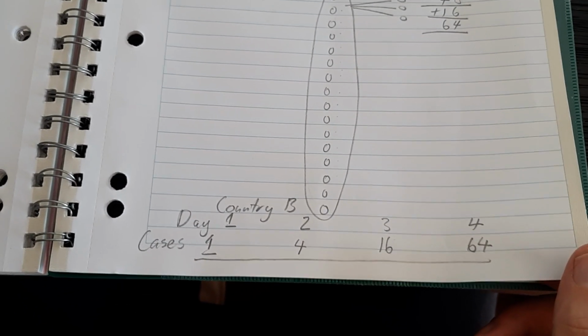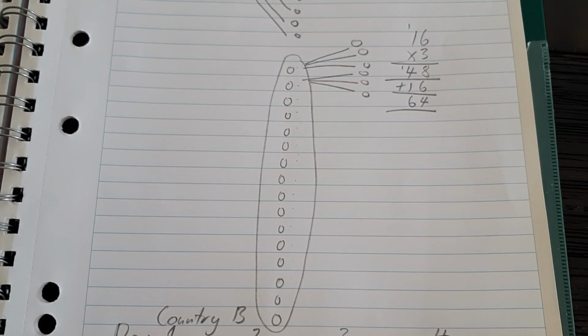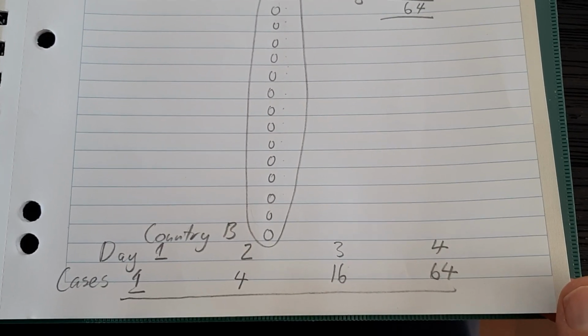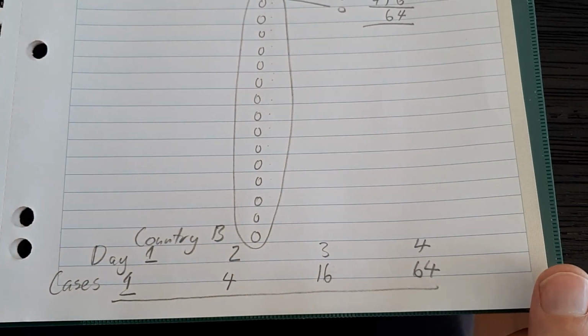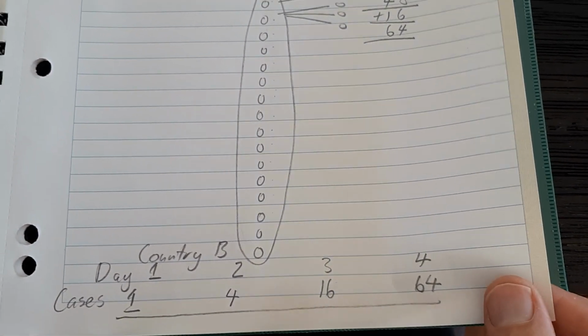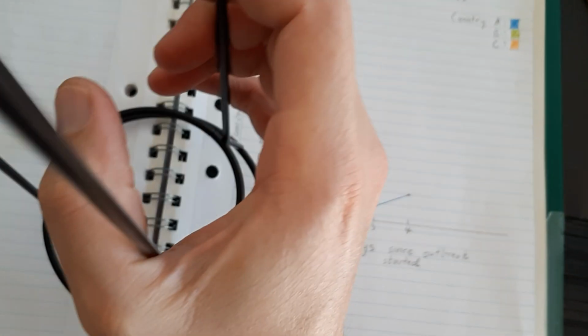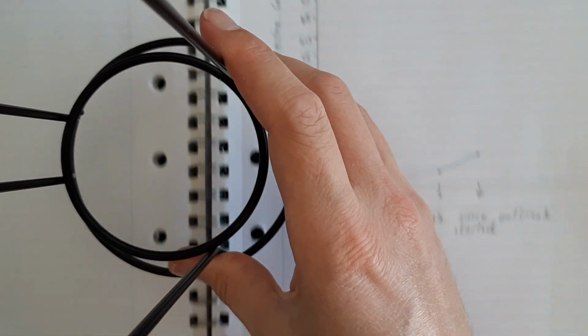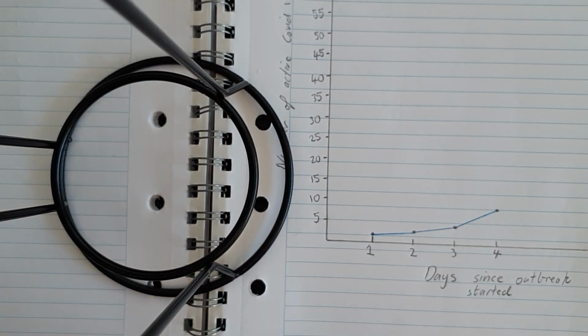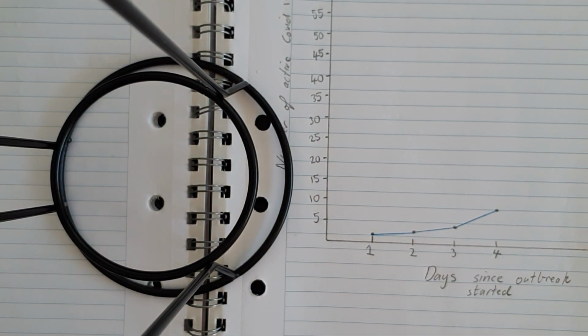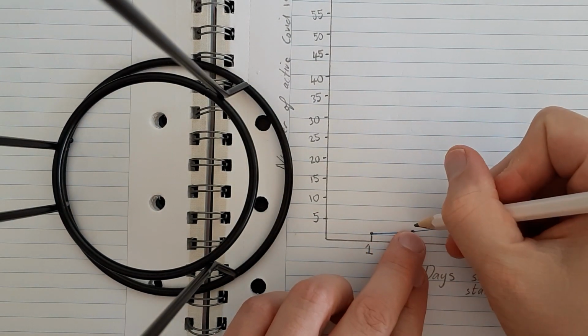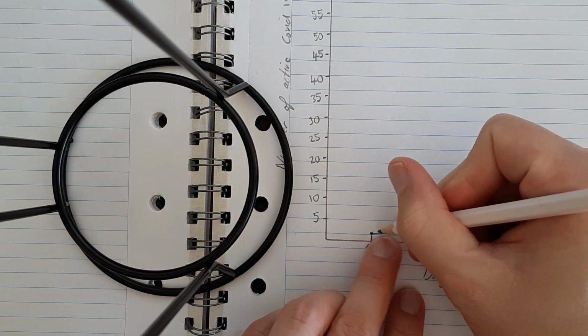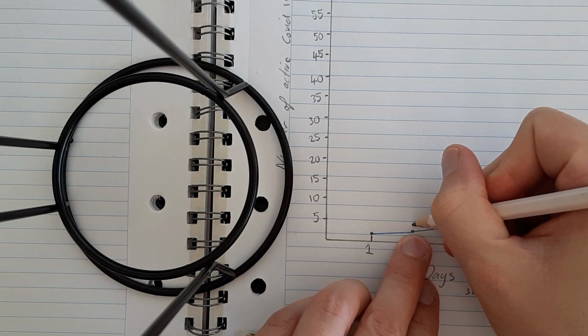Country B. Okay, so there was all our working out to work out how many active cases. Of course, on day 1, they have 1 case. On day 2, they have 4 cases, then 16, then 64. So 1, 4, 16, 64. See if you can remember that. So you're going to do it in grey lead first. Make sure you get it right. So 4 is going to be, 1 is still there, the dot's already there from last country. 4 is going to be just shy of 5 here.